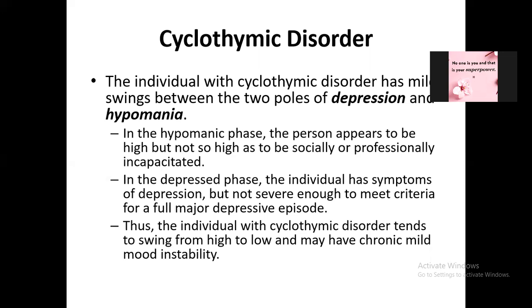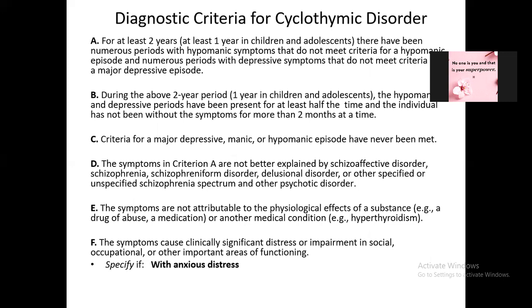So in that moment, you can see the individual with cyclothymic disorder tends to swing from high to low, or has chronic mild mood instability. So I can say a patient has had numerous episodes of hypomania over the last 2 years, but they have not actually met the full-fledged criteria for a hypomanic episode, or they have numerous depressive symptoms, but do not meet the full-fledged criteria for depression, right? So in that moment, you have to realize that it's not clearly bipolar 2 disorder. It's cyclothymic disorder, where the symptoms do not meet the whole criteria for the disorder.